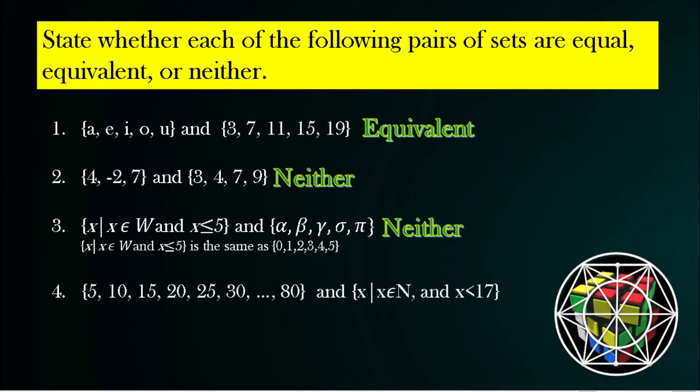Alright. Let's have another one, another pair. 5, 10, 15, 20, 25, 30 until 80. So we know what this notation means. There are numbers there in between. We just did not write it. And then we have another set, the set of all x, such that x is an element of the set of natural numbers. At the same time, x is less than 17. So are they equal, equivalent, or neither? What do you think?